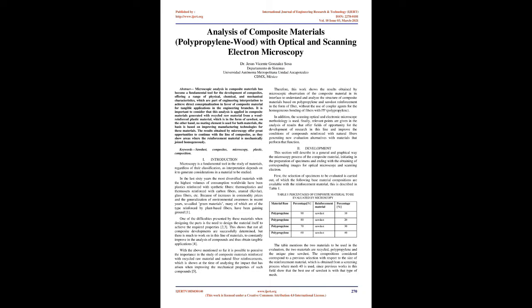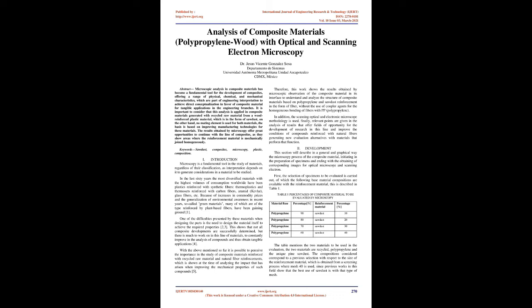With the above, it is possible to perceive the importance in the study of composite materials reinforced with recycled raw material and natural fiber reinforcements, which is shown at the time of analyzing the impact that has arisen when improving the mechanical properties of such compounds. Therefore, this work shows the results obtained by microscopic observation of the composite material in its interface to understand and analyze the structure of composite materials based on polypropylene and sawdust reinforcement in the form of fiber, without the use of coupling agents for the homogeneous bonding of fibers with polypropylene.